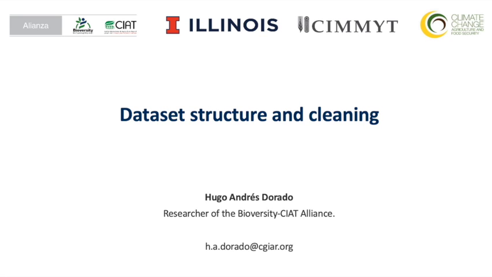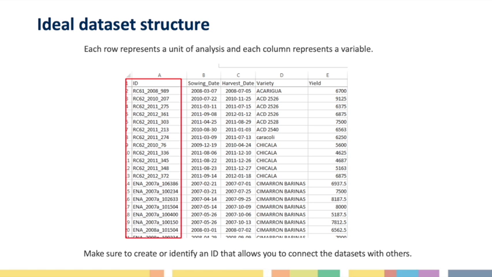I'm a researcher from the Biodiversity Sea Alliance, and today we're going to talk about the dataset structure and cleaning process. This material is part of the analysis of information and data mining, made in coordination with Biodiversity Sea at Illinois University, CIMMYT, and CCAPS. During this presentation, we're going to see some of the most frequent mistakes in the data sets, and from this moment on, we'll be able to identify some of the inconsistencies and how to deal with them.